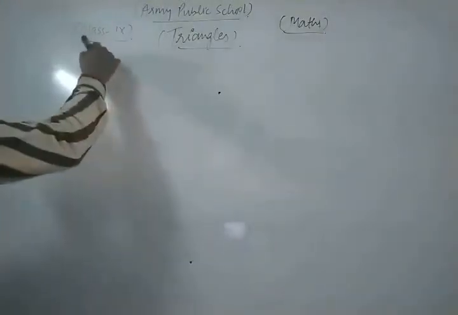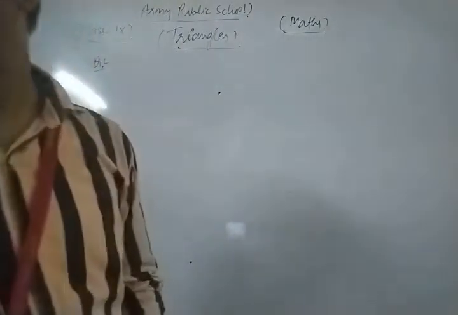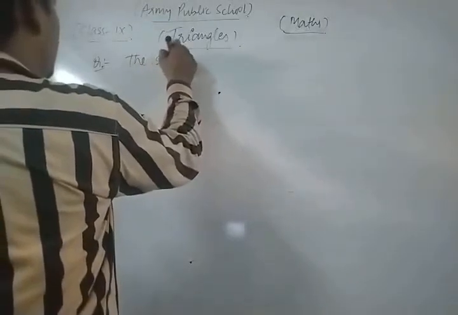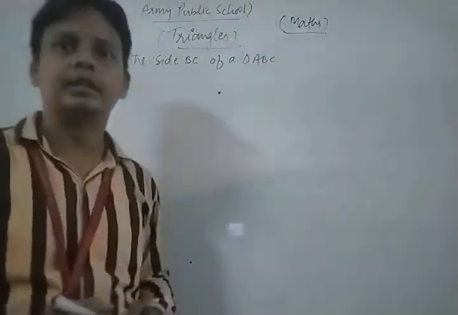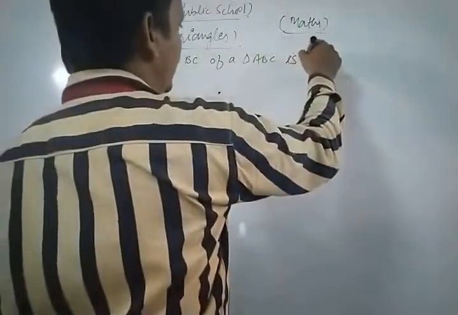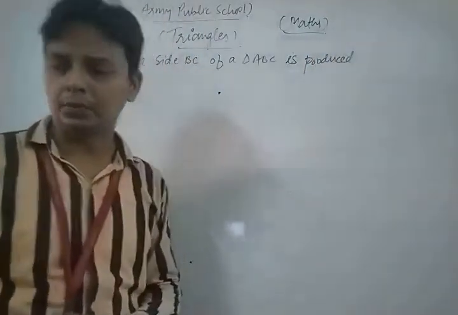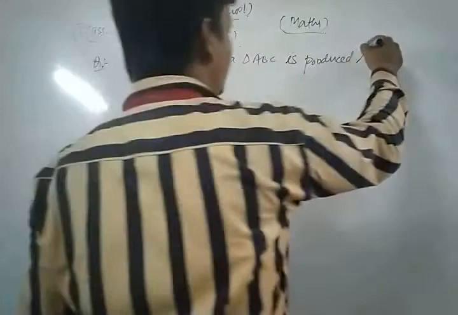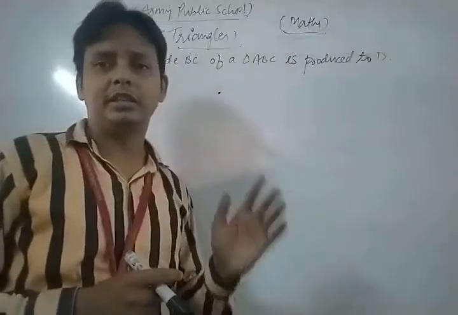Now we take a very important question of your syllabus. The question is: the side BC of a triangle ABC is produced to D.